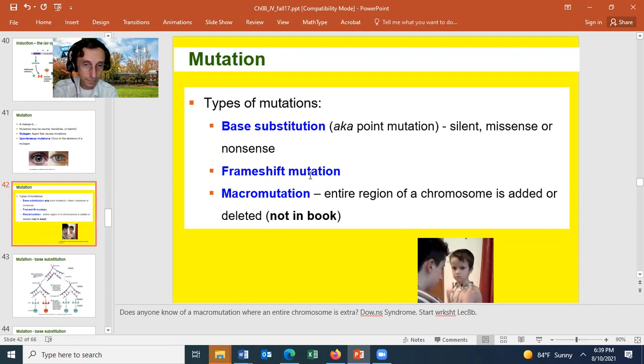Or good enough? All right, and there's also a macromutation. Pay attention to my lesson and my notes on a macromutation, because a macromutation is not discussed in the textbook. A macromutation is where an entire region of a chromosome is either added or deleted. And that results in usually a large number of genes being changed.